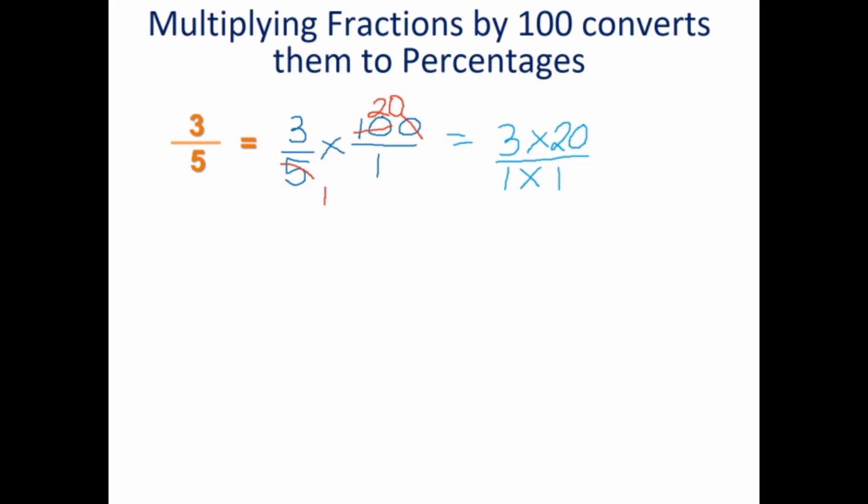So at this point, our final answer is 60 over 1, which is actually 60%. Pardon me, I'm just trying to write a percentage sign and it's just not ready to budge. 60%. Okay, good. So I got that covered.